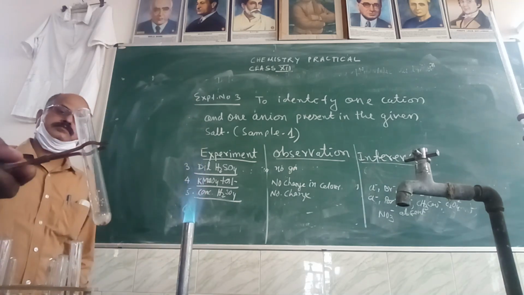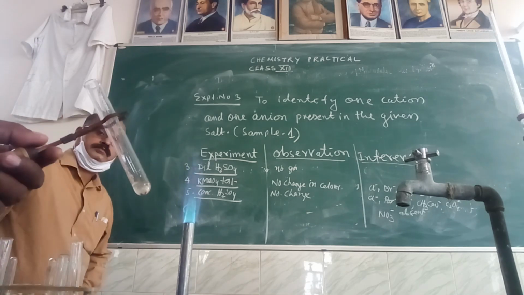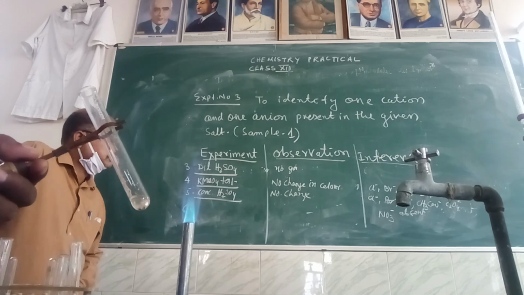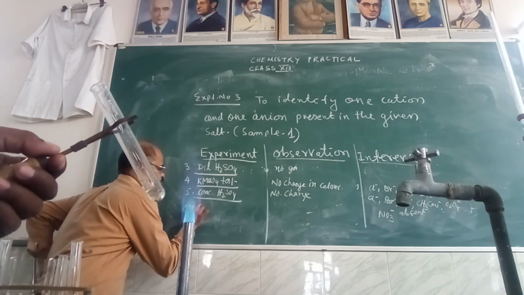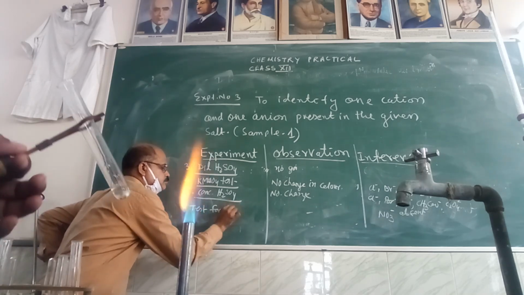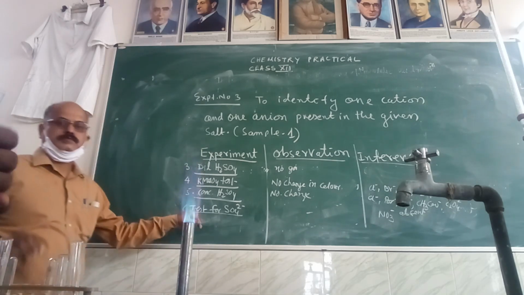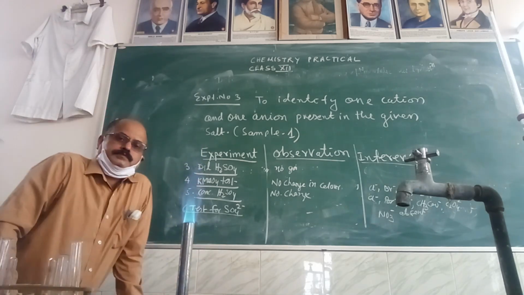These are the three preliminary tests. When all the preliminary tests fail, you should be assured that the salt contains two independent anions. One is sulfate ion, the other is phosphate ion. So now you can perform the test for sulfate ion followed by phosphate ion. So we will perform the test for sulfate ion.